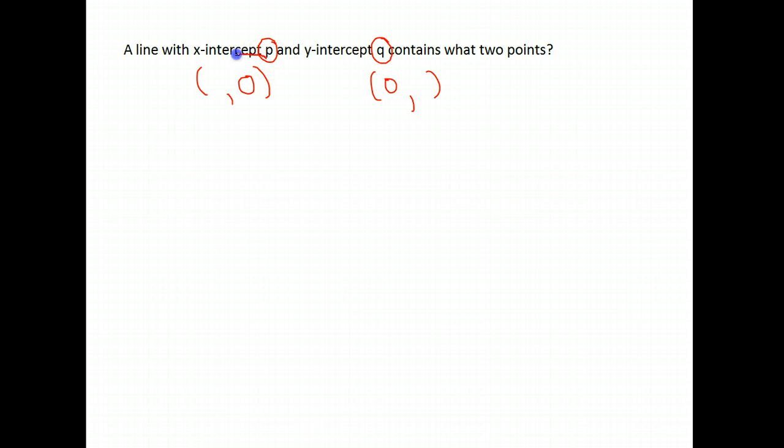If the x-intercept is P, we know it should go through P, 0. If the y-intercept is Q, we know it should go through 0, Q. Whatever P and Q are, that's our process we would follow every single time when we know x and y intercepts.